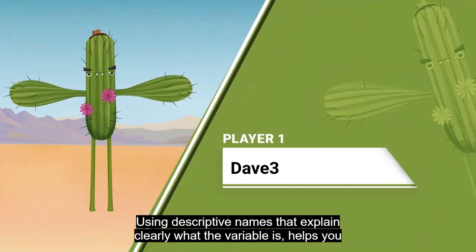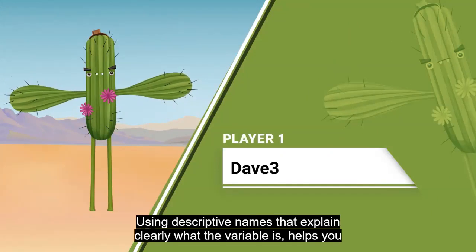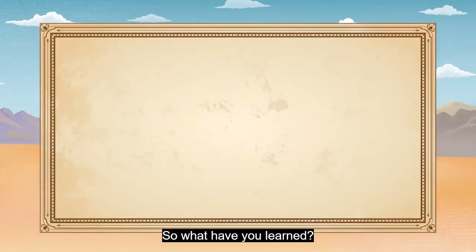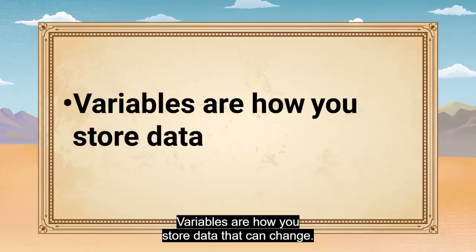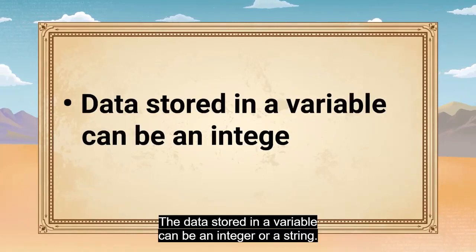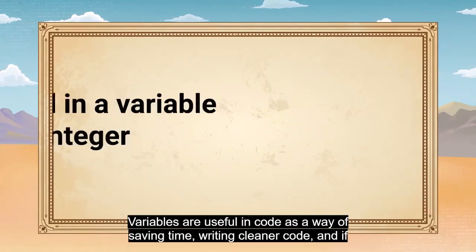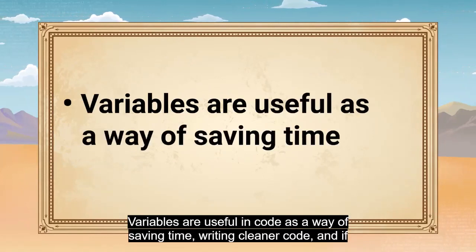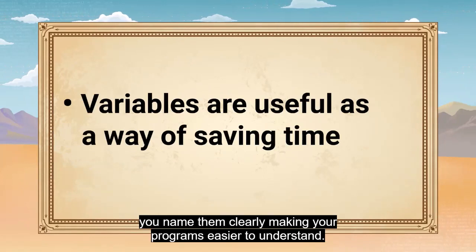Using descriptive names that explain clearly what the variable is helps you understand your programs more clearly. So what have you learned? Variables are how you store data that can change. The data stored in a variable can be an integer or a string. Variables are useful in code as a way of saving time, writing cleaner code, and, if you name them clearly, making your programs easier to understand.